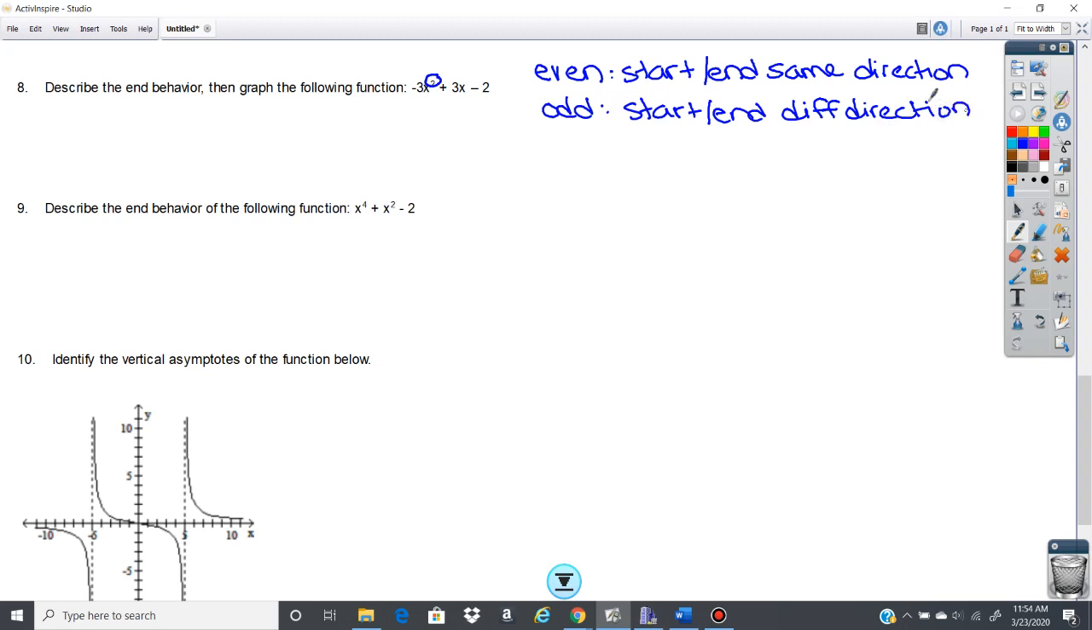Okay, so it's an even degree. We're going to start and end in the same direction, and the leading coefficient is negative. The leading coefficient tells you the end behavior. So if the leading coefficient is a -3, it will end down, just like negative. It will end in the negative direction. So because they're going to start and end in the same direction, this starts and ends down.